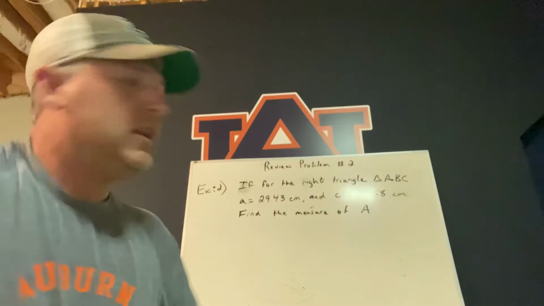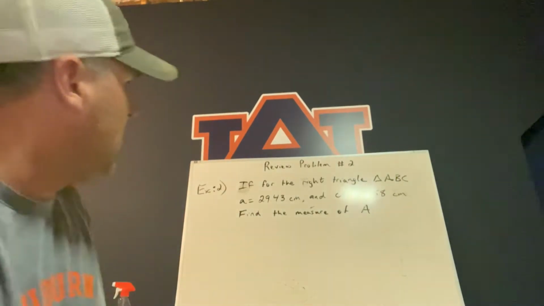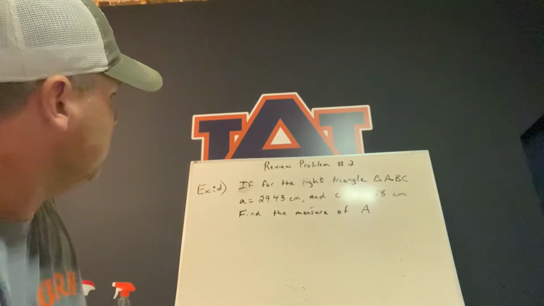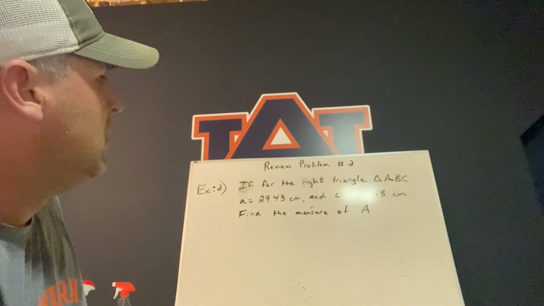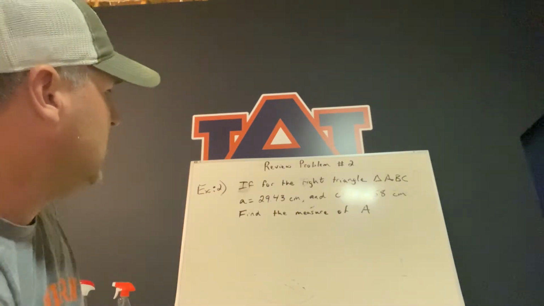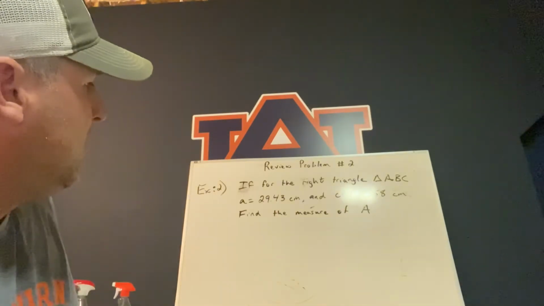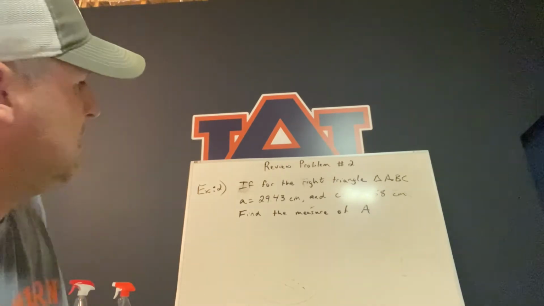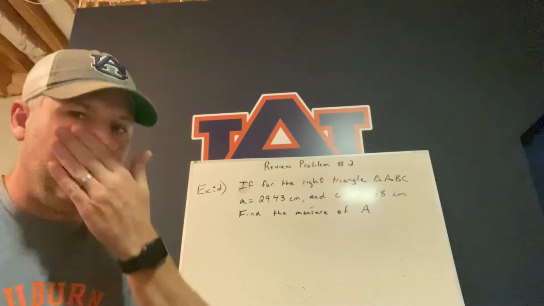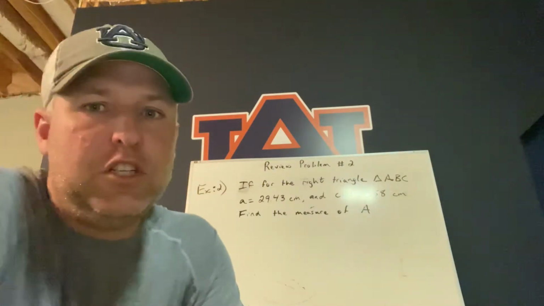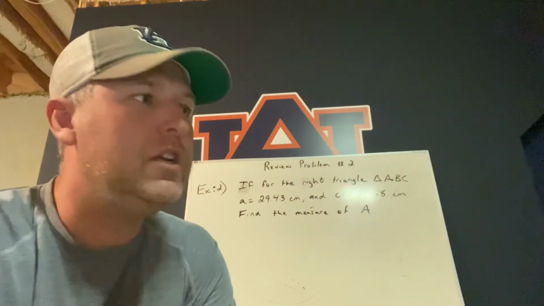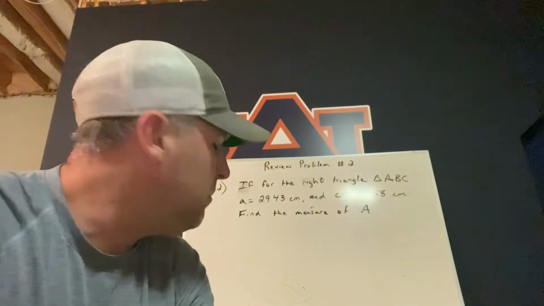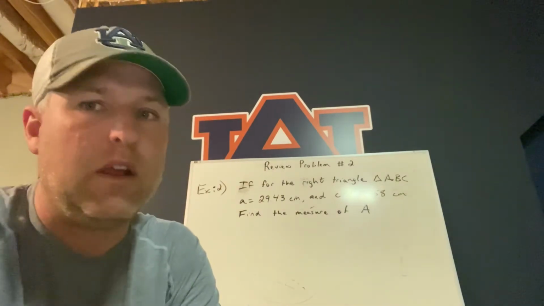So this is right triangle trig. Everybody has done a really good job with this. This is review problem 2, as I said. It says, for the right triangle ABC, a is equal to 29.43 centimeters and c is equal to 53.58 centimeters, find the measure of A. When you were working these problems, you were finding all the measures. Here, it's just asking us to find one measure, measure A.